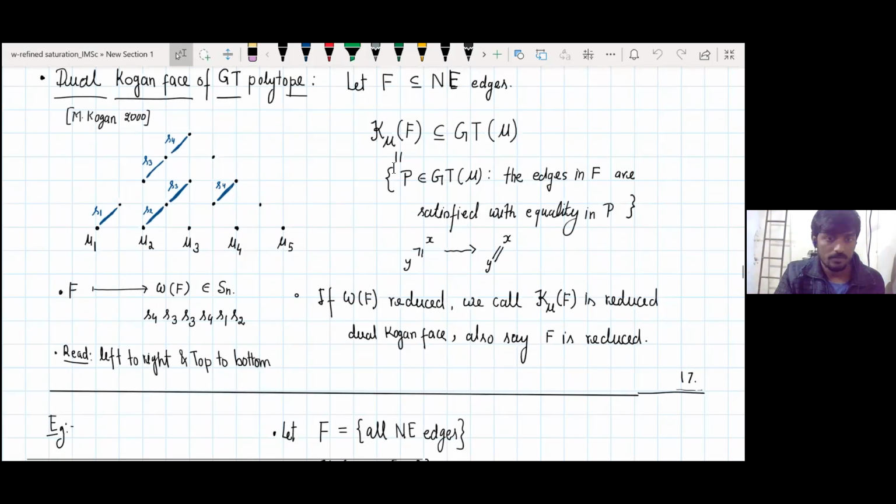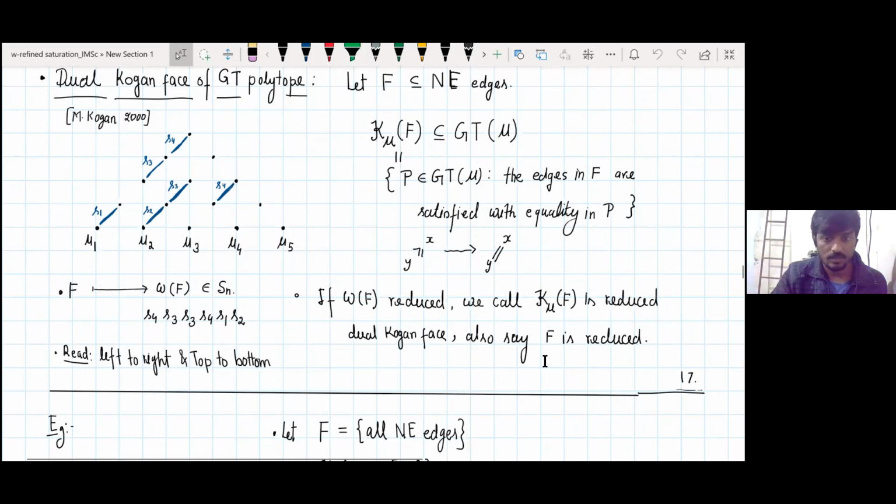Okay, and corresponding to a face there is also a reading word, that is, you have to read the labels from left to right and top to bottom. For example, here the reading word of this face is S4 S3 S3 S4 S1 S2, and you see this reading word is not reduced. S3 S3 will just be identity. Whenever this word is reduced, you say that the dual Kogan face is reduced, and you can also say that F is reduced.